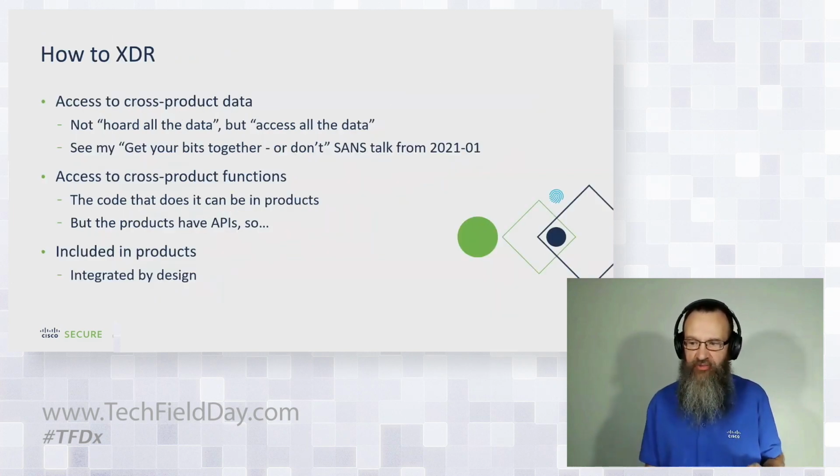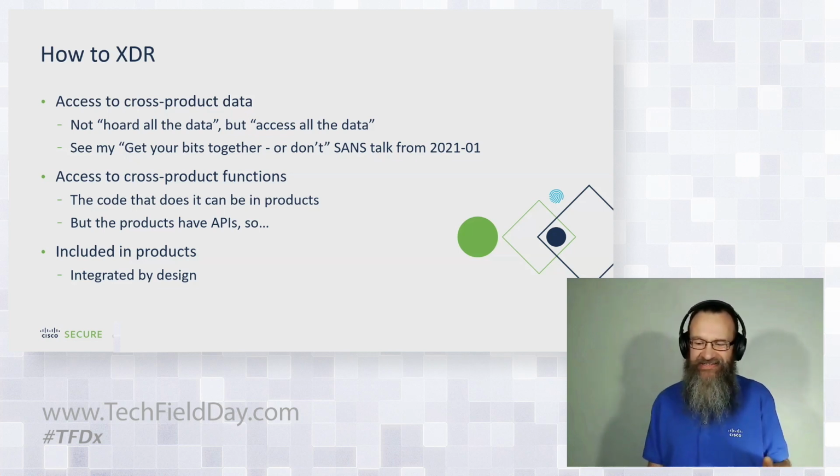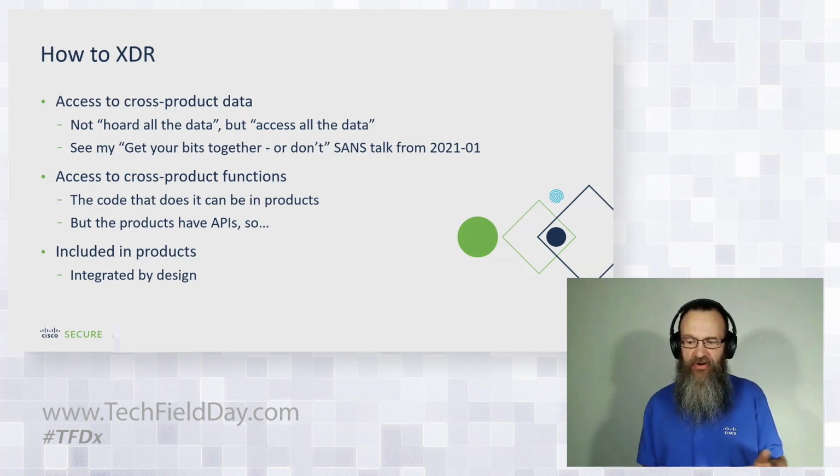So this is how to have or make an XDR. You have access to all the cross-product data, not necessarily hoard all the data, but the ability to access all the data. For a deeper dive into that you may or may not be interested in, there was a talk at SANS in January, Get Your Bits Together or Don't, that talks about the different data collection or not models that can be deployed to have this kind of a solution. It also gives you access to cross-product functions. The code that does these functions can be and will be in different products, but these products all have APIs. So you can gain access to those functions, to that intelligence over those APIs. And it's included in the products, integrated by design.